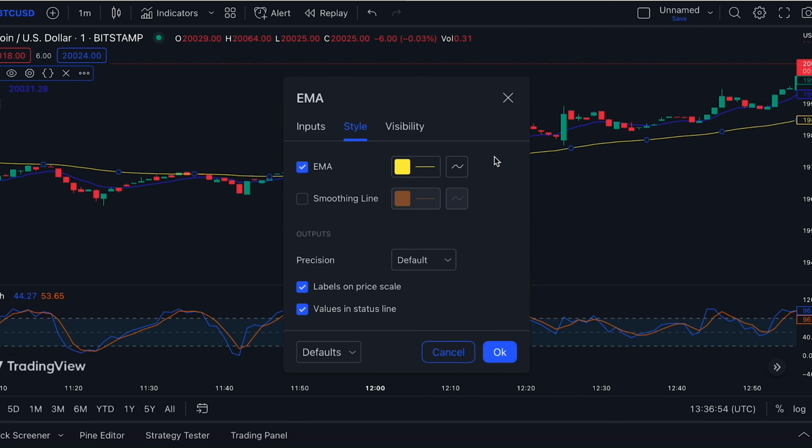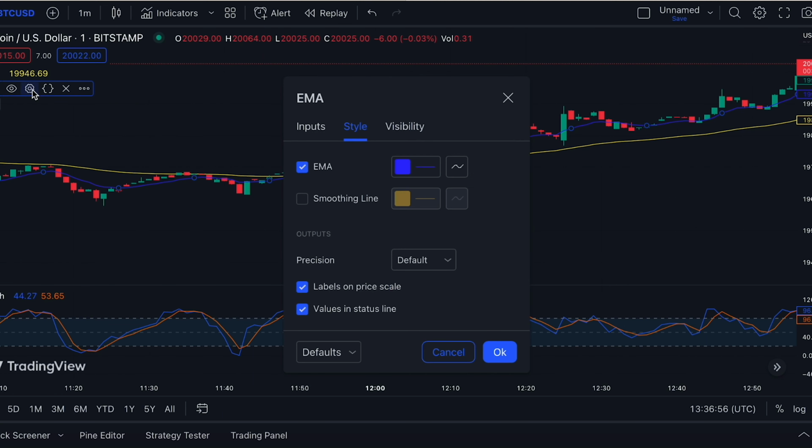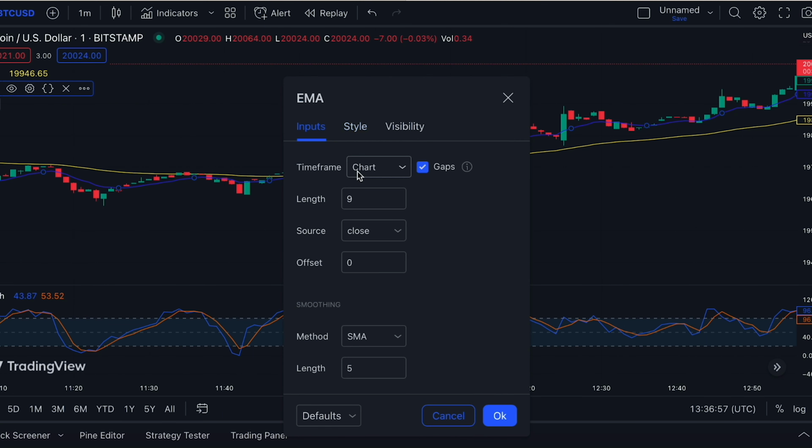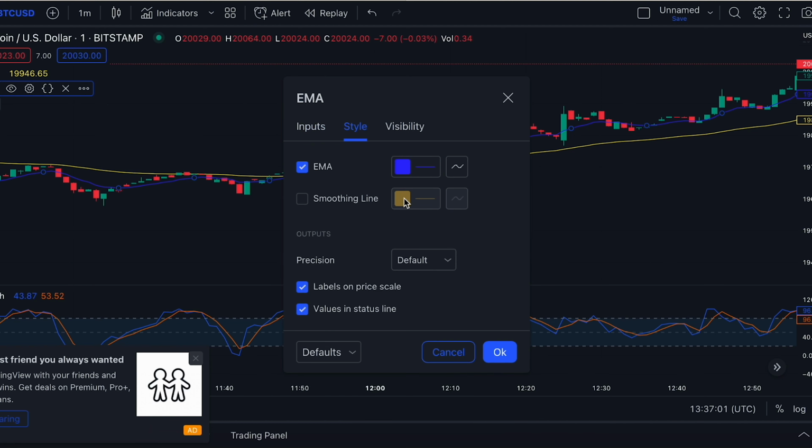Go to the EMA indicator settings first, then hit the settings button and select the inputs tab. Change the EMA length to 50 after that. Let's move on to the style option now. Here, we'll alter the EMA's color to make it stand out more.